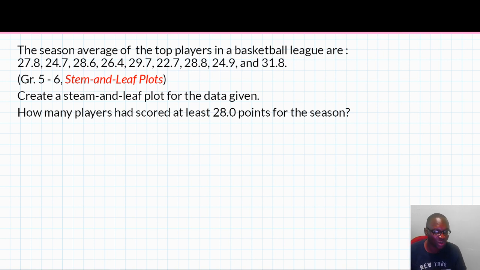How many players had scored at least 28.0 points for the season? So to do that, you have to first create your stem and leaf plot. And how would you do that? There is a method that makes a lot of sense to me, and that is you would first organize or order all your numbers from the least to the greatest, so from the smallest number to the largest number. So you have to go ahead and do that first before you can proceed. It's actually the best way to do it.